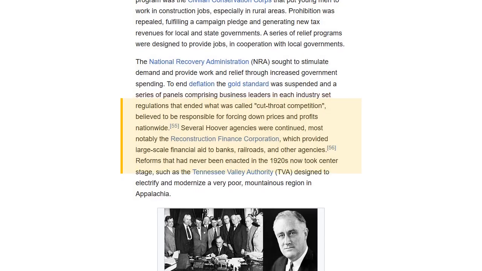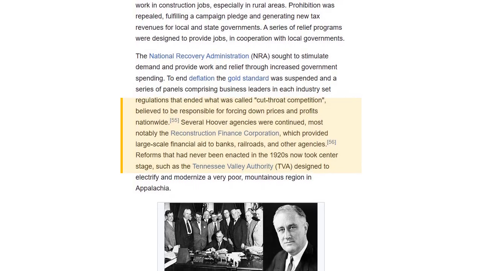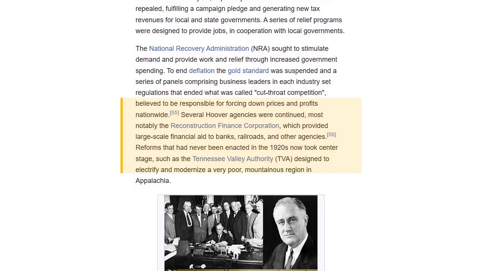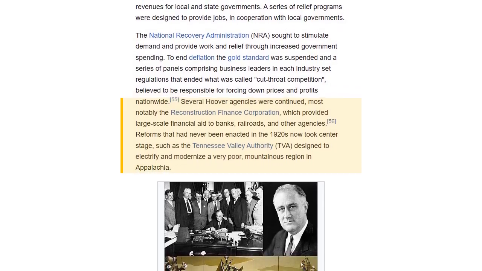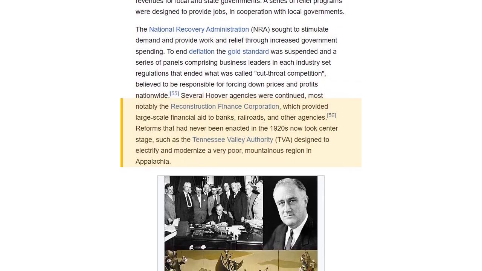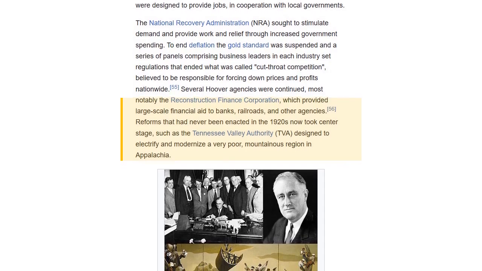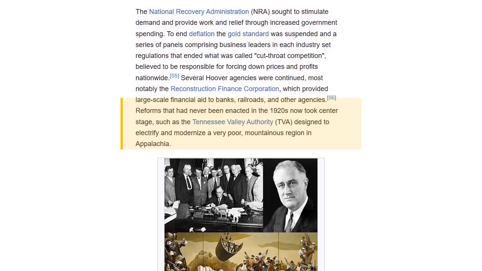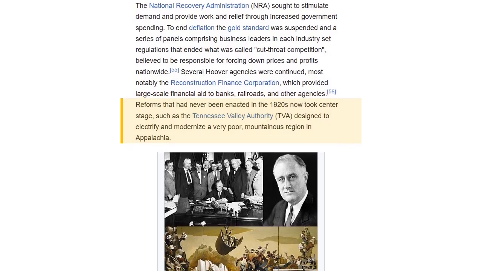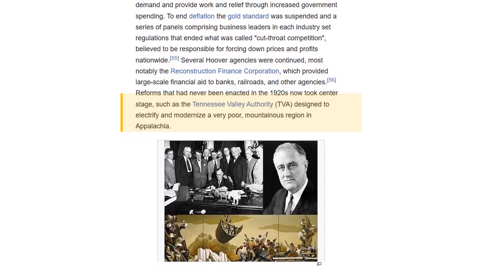Several Hoover agencies were continued, most notably the Reconstruction Finance Corporation, which provided large-scale financial aid to banks, railroads, and other agencies. Reforms that had never been enacted in the 1920s now took center stage, such as the Tennessee Valley Authority, TVA, designed to electrify and modernize a very poor, mountainous region in Appalachia.